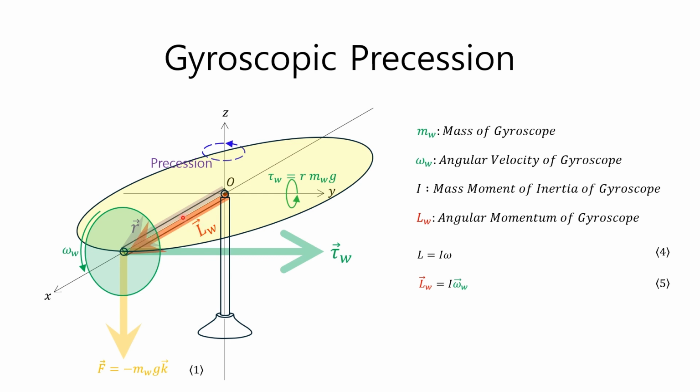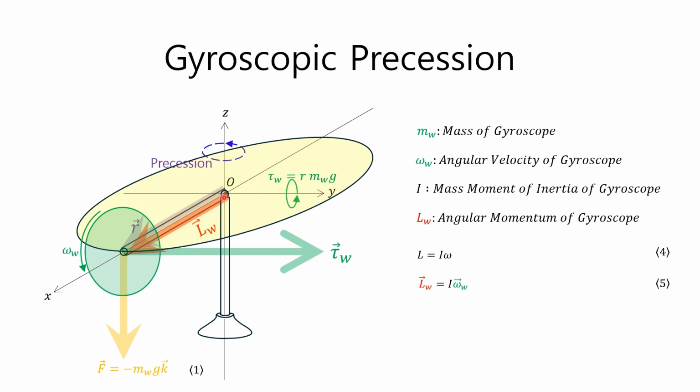All objects rotating from a stationary state have an angular momentum, which has a direction and magnitude, and they tend to maintain that state. To change this, a torque is needed. As seen in the previous video, the angular momentum of the gyroscope can be expressed as equation 5, referring to equation 4 derived in the previous video. As shown in equation 5, the direction of angular momentum Lw is the same as the direction of angular velocity omega w, so it coincides with the direction of the position vector r passing through the central axis of the gyroscope, as shown in the figure.